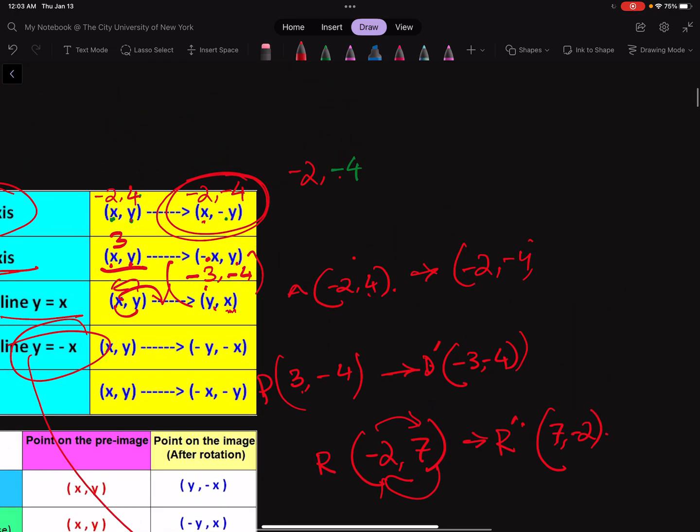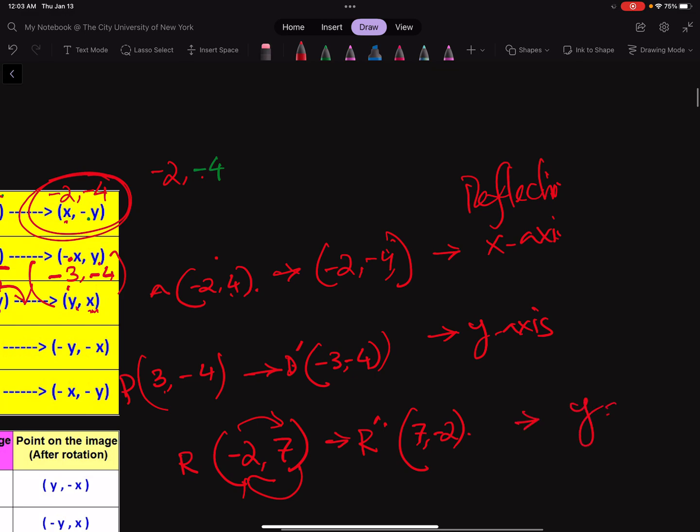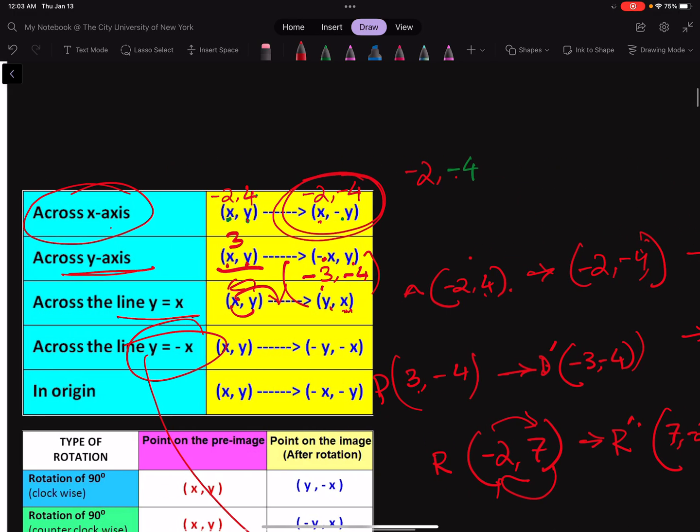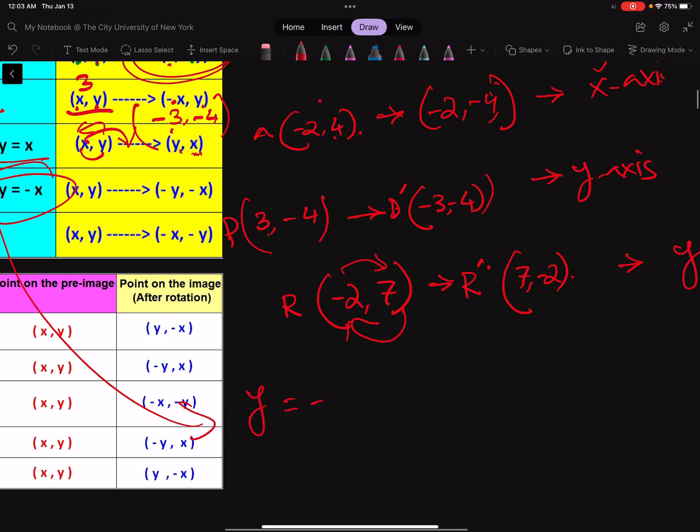Let me just write it in case anybody gets confused. This is a reflection through the x-axis. This is through the y-axis. And this is through the y equals x line. And then the y equals -x line. If it is the y equals -x line, let's say I give you a point S, which is (3, 9).